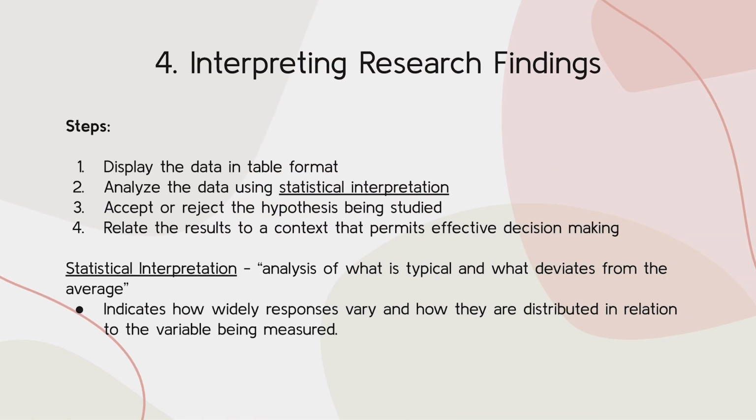Number 4. Interpreting research findings. The steps to interpret research findings include: Number 1. Display the data in table format. Number 2. Analyze that data using statistical interpretation, which is an analysis of what is typical and what deviates from the average, and it also indicates how widely responses vary and how they are distributed in relation to the variable being measured. Number 3, accept or reject the hypothesis being studied. And lastly, number 4, relate the results to a context that permits effective decision making.